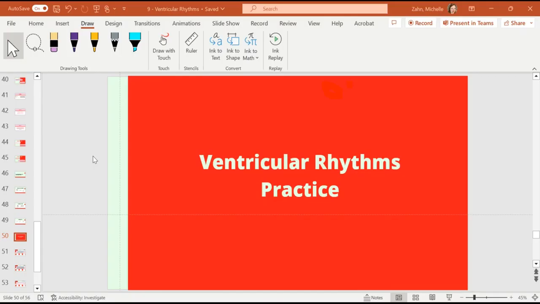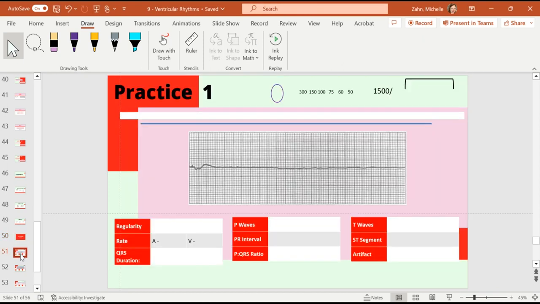All right, now let's go through some practice strips with our newly learned ventricular rhythms. So here's our first practice strip. We're going to go through our 6 steps, even though it seems silly, because it helps you make sure that you're not jumping to conclusions.